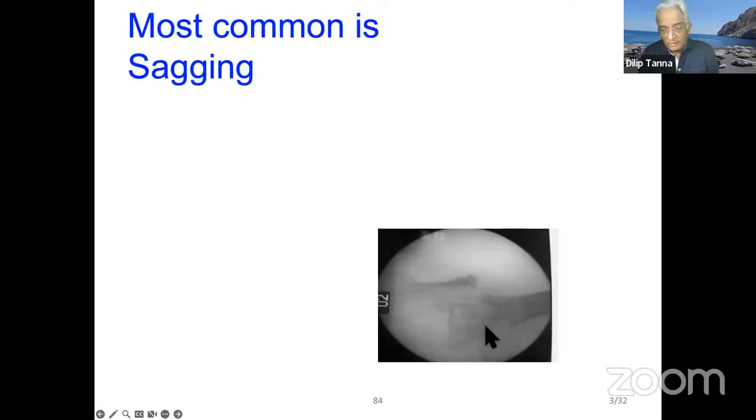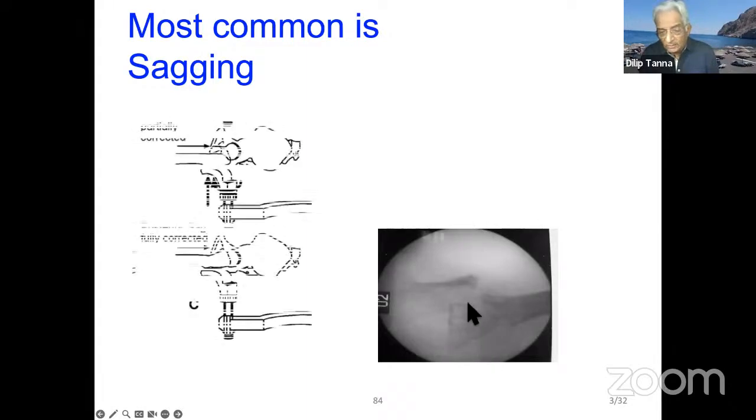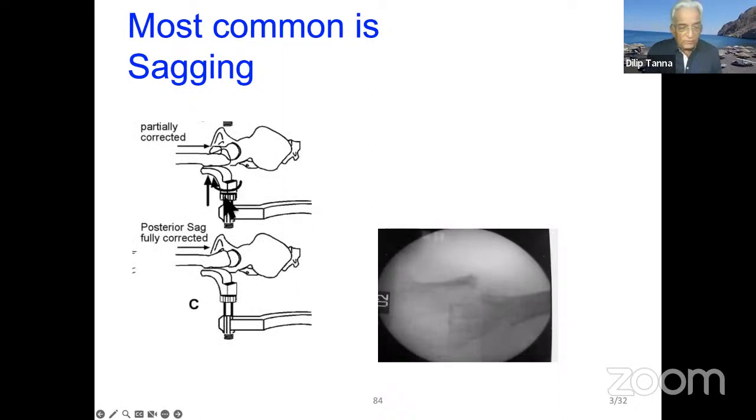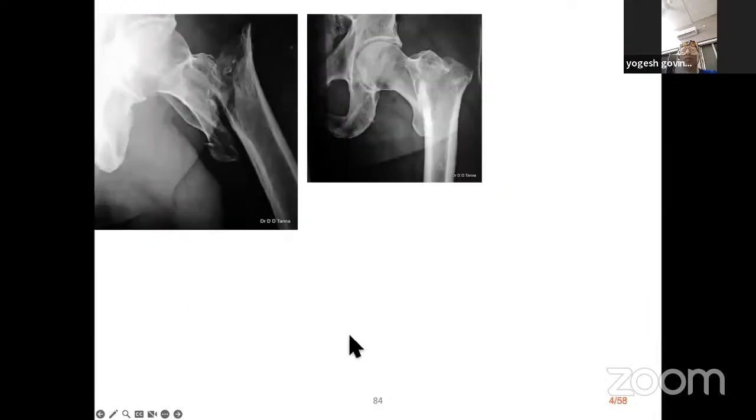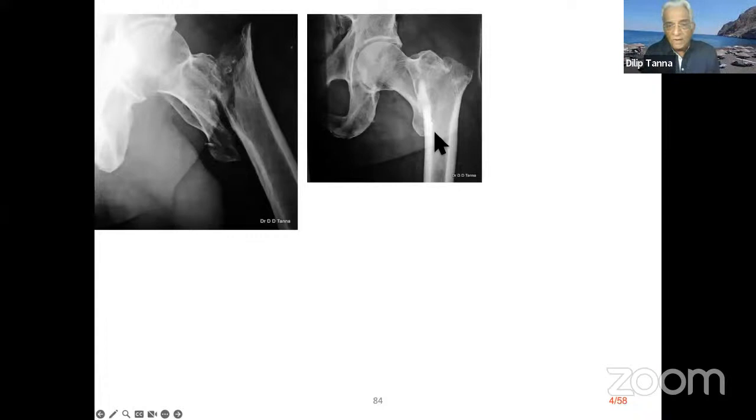Most common is the sagging. This is sagging, and if you put in the hand or put in a crutch, then you correct the sagging, you're able to do this very well. Some of the tables have an arrangement like this: you have a table here, which you raise like this, so the sagging is automatic. You can see there is a sagging here, and you raise this bar, automatically the sagging is corrected. This is a part of some of the tables. The same can be done by a strong assistant if you put in the hand and elevate it, or as Dr. mentioned, he has devised something which he attaches to the table, a homemade thing, which also works extremely well.